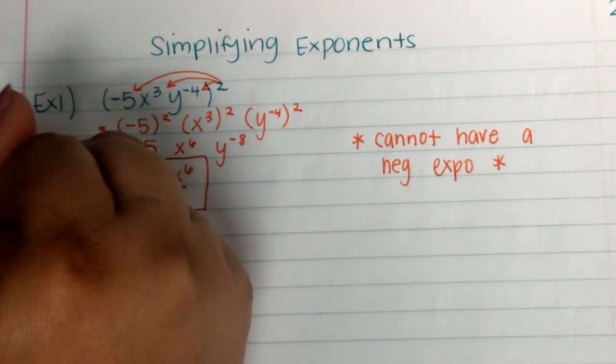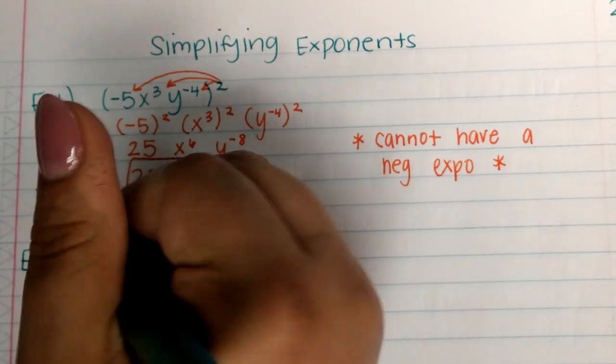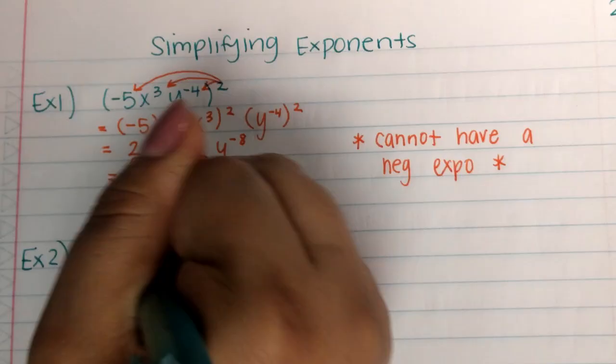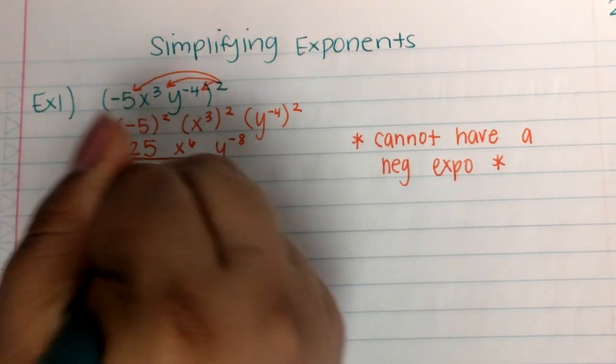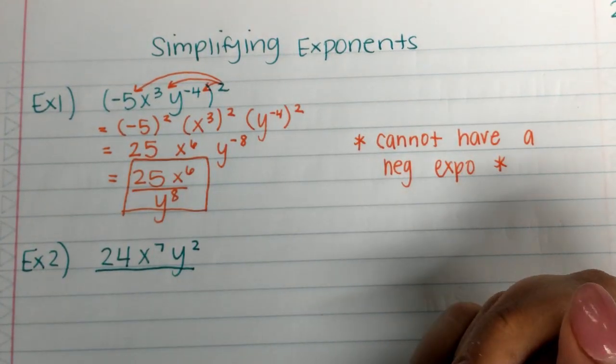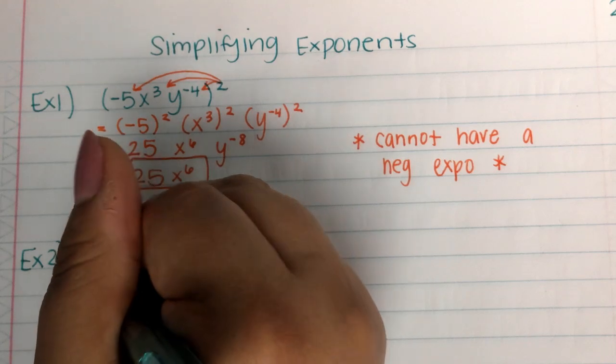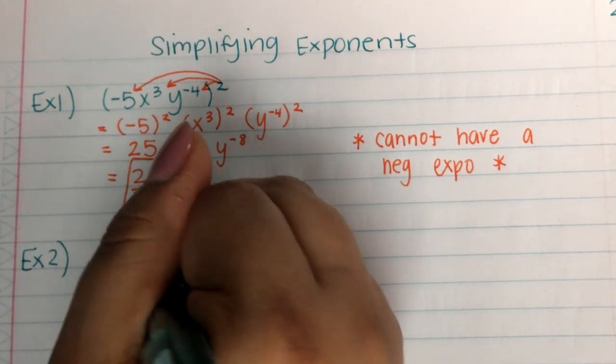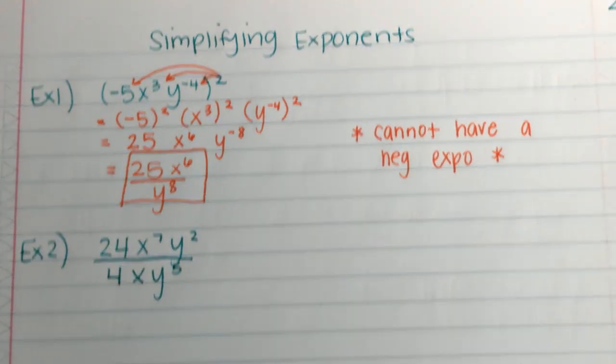All right, I want you to do example 2 on your own. (24x to the 7th y squared) divided by 4x y to the 5th. Go.